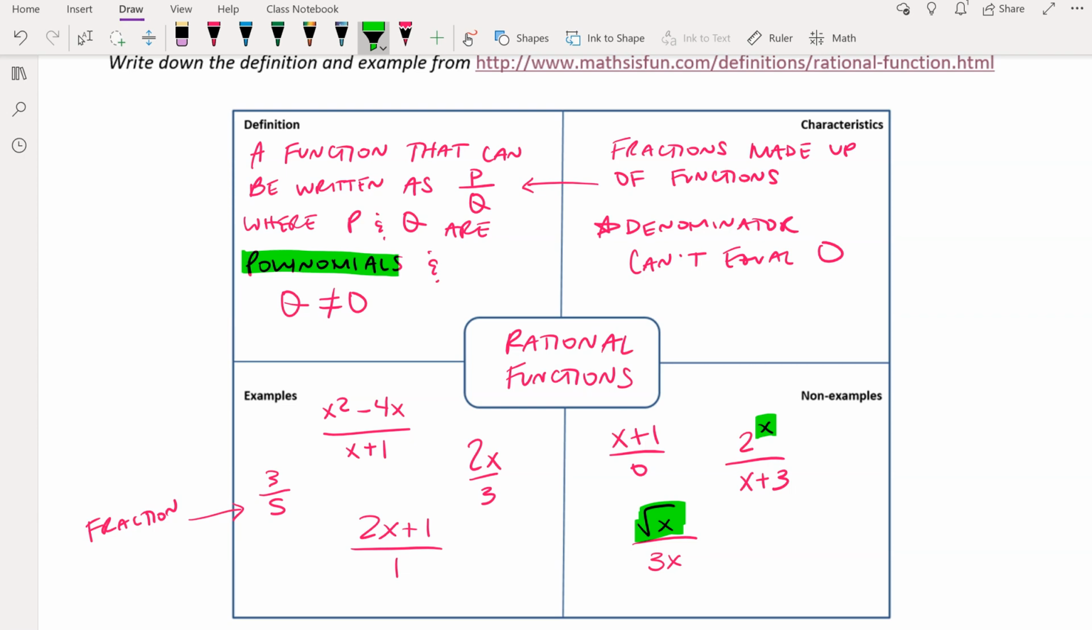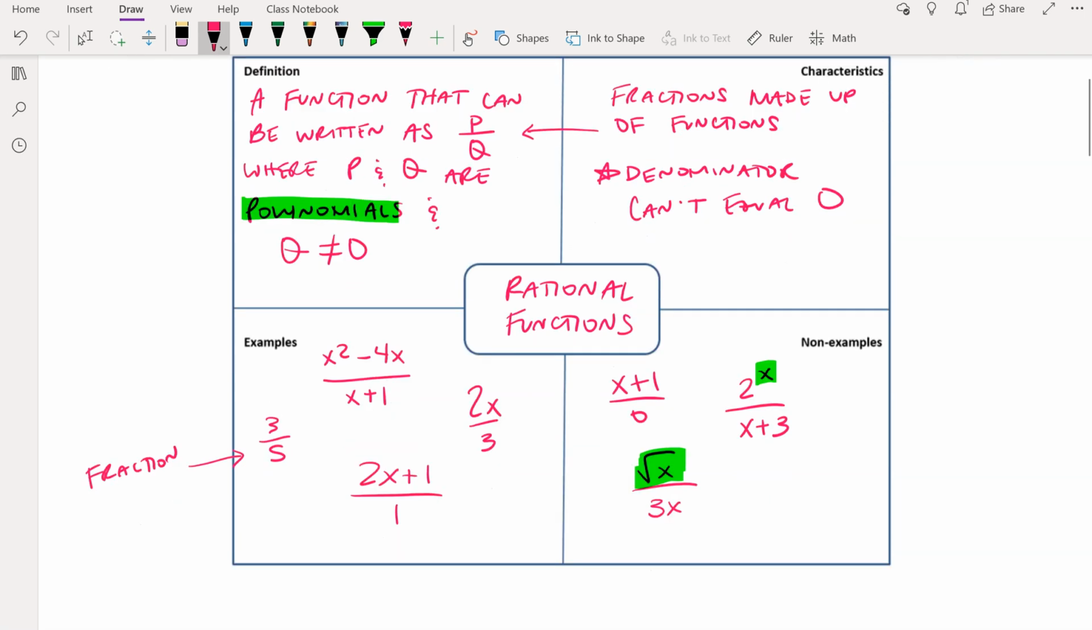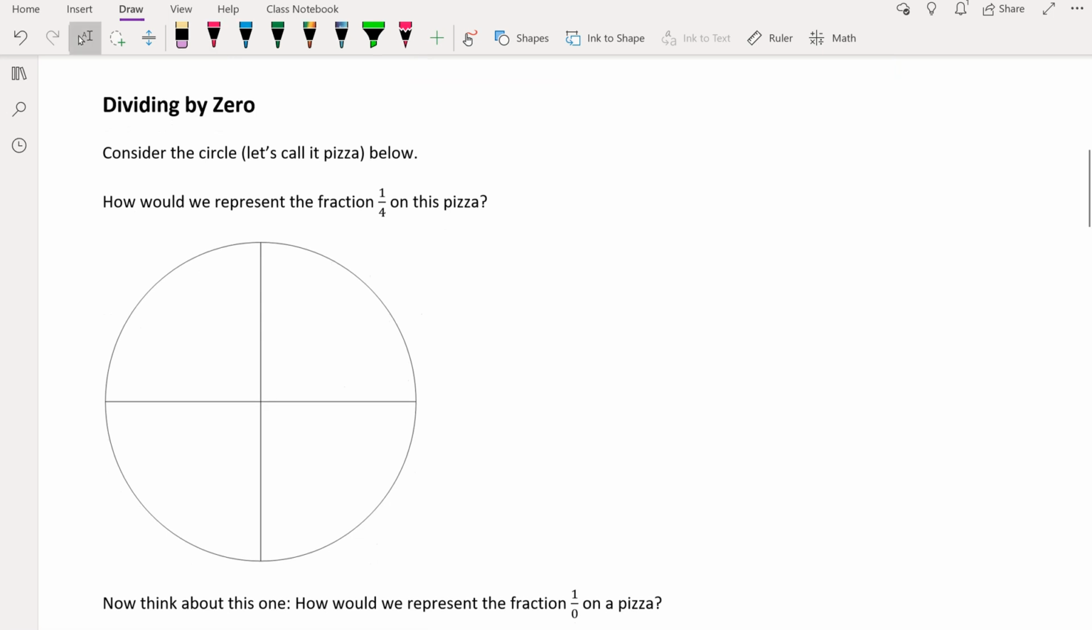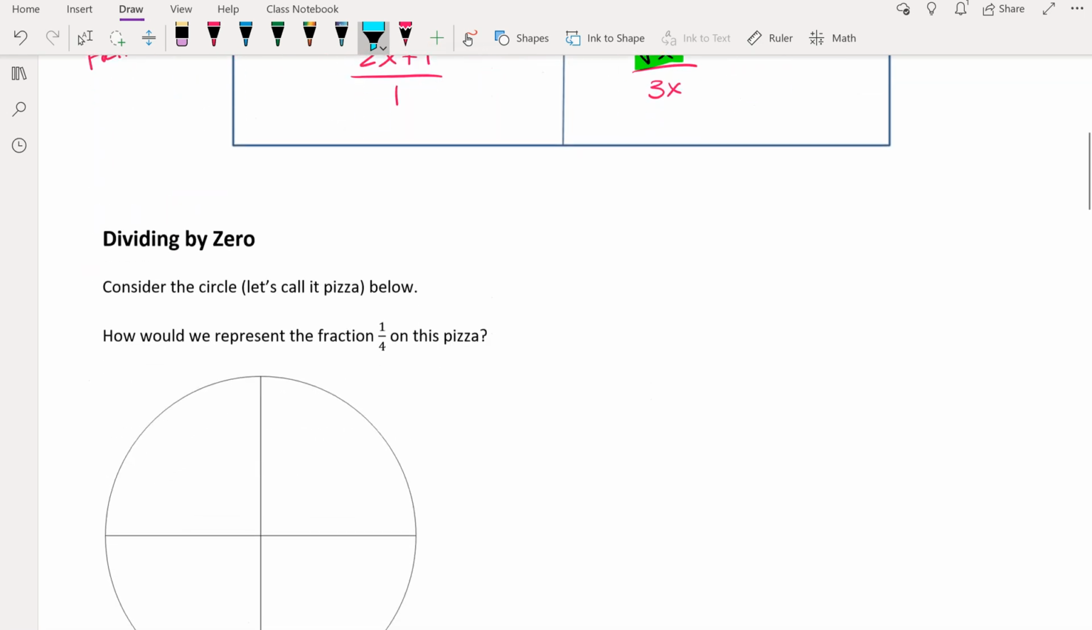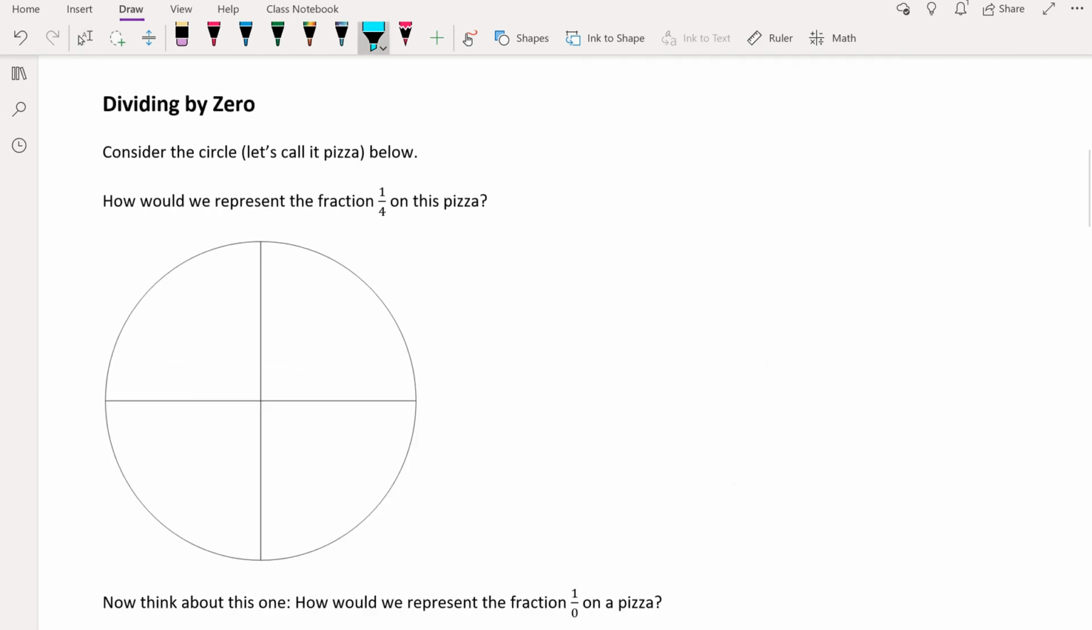Okay, now that we have defined rational functions, let's actually do some things with these rational functions. So here we go. First thing we need to talk about is dividing by 0. Why did we say that we're not allowed to divide by 0? So let's really quick talk about this. I want you to draw this circle on your paper. It's a circle split up into quarters. And then let's call this circle pizza. So we're going to pretend this is pizza. And I want you to figure out how would you represent this fraction 1/4 on this pizza? What would you do to represent that fraction?